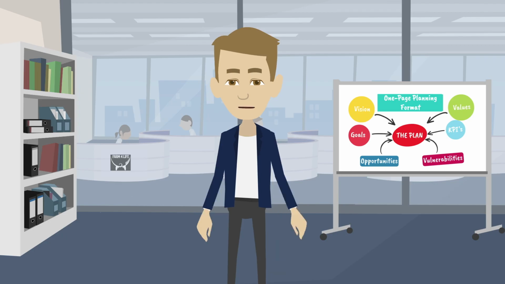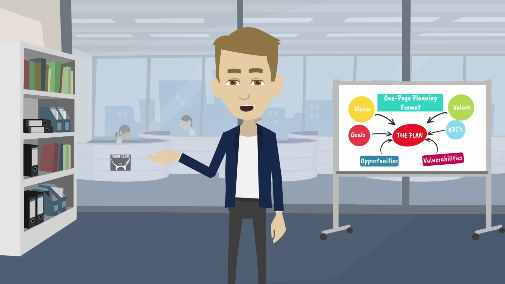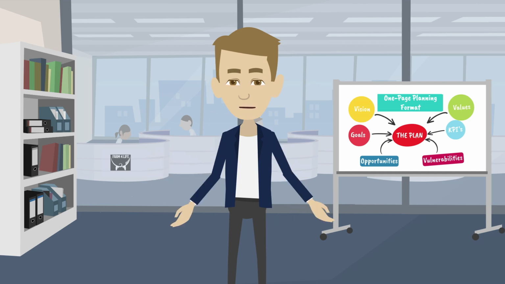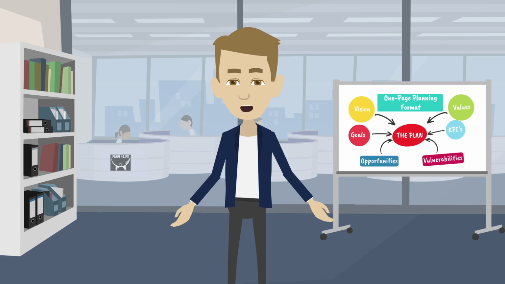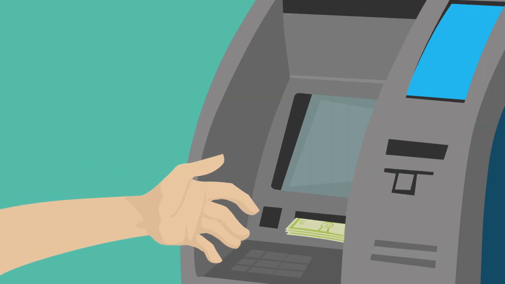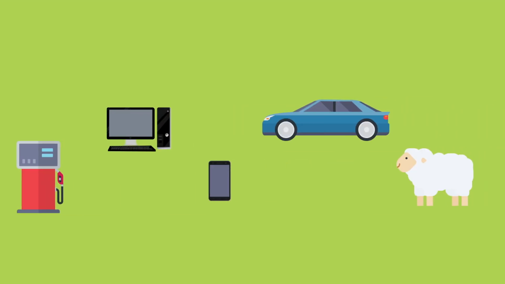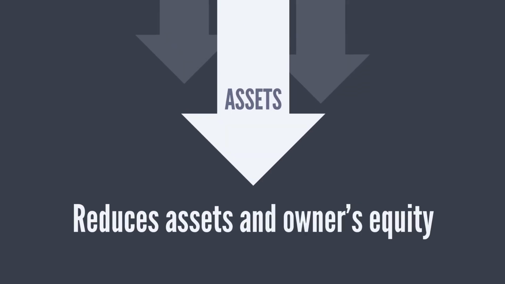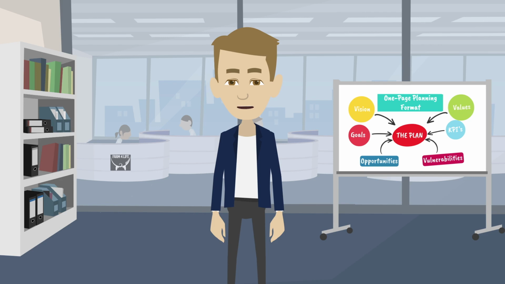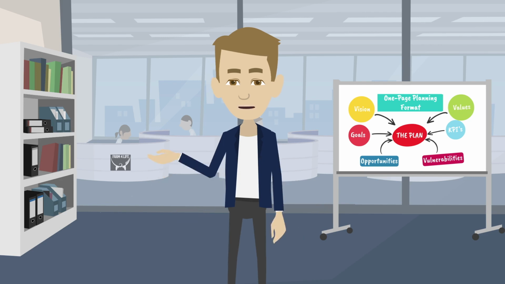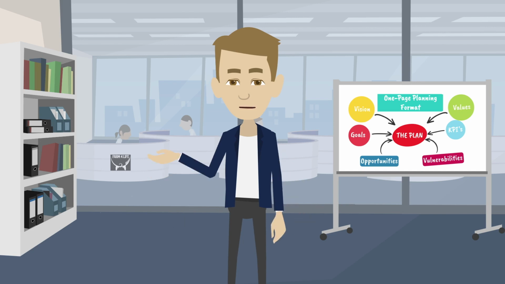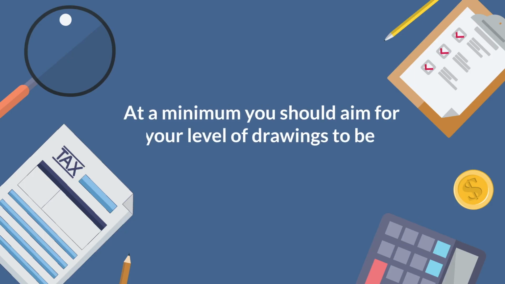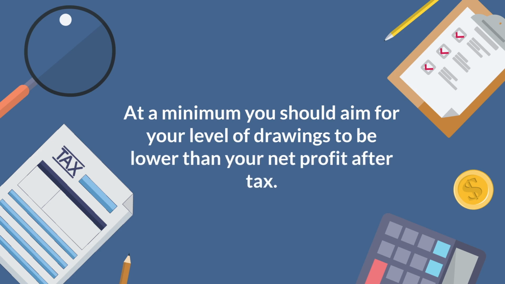The amount of tax you pay will depend on your ownership structures and marginal tax rates given your level of income. Personal drawings. Personal drawings are an accounting category used to record the transactions where the owner withdraws cash or other assets from the business. Each draw reduces assets and owner's equity and is not considered a business expense. A common misconception is that an owner is taxed on these drawings. It is important to understand that any business is taxed on its net profit. At a minimum, you should aim for your level of drawings to be lower than your net profit after tax.